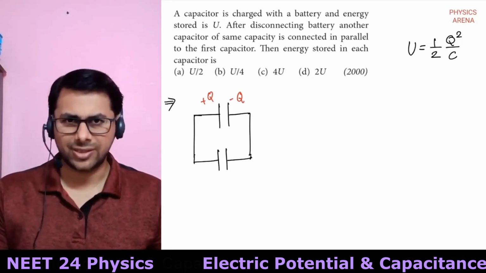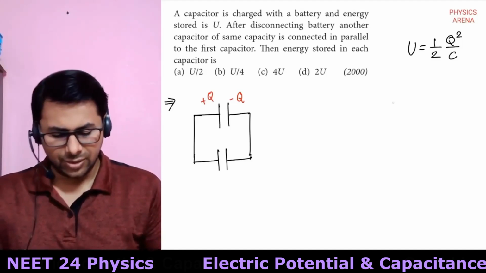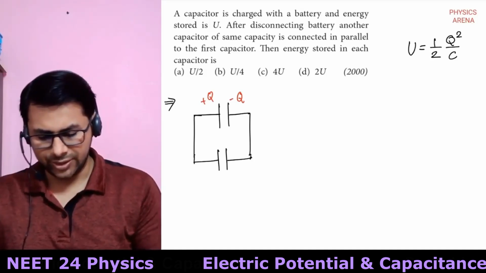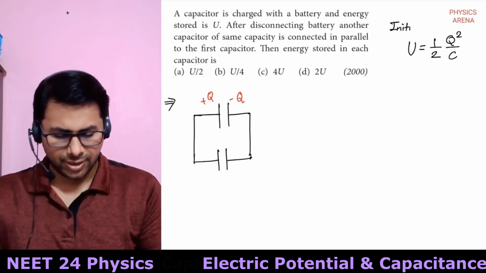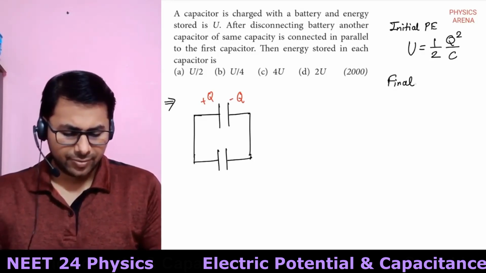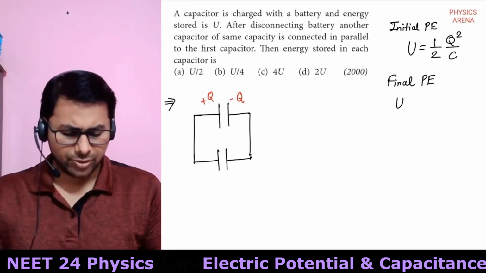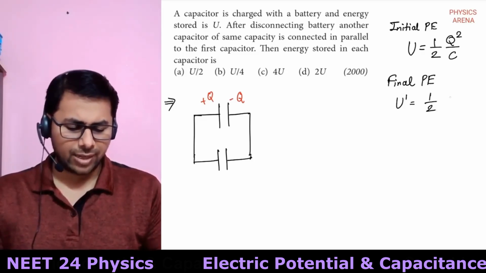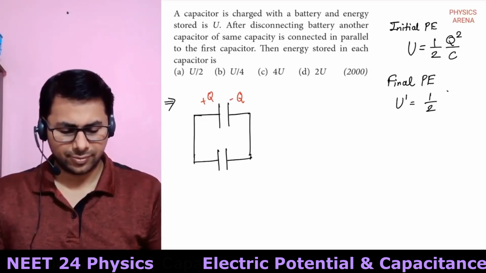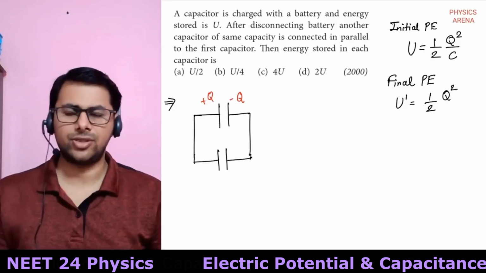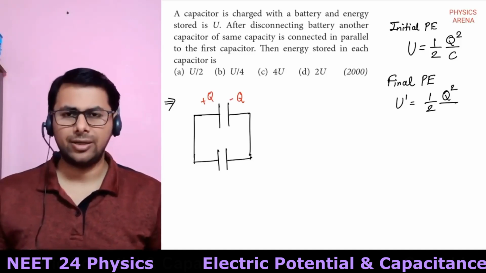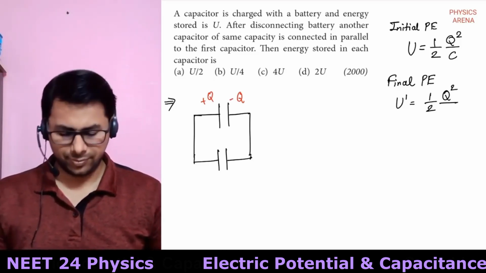Total charge remains constant. So now whatever happens, it's energy, final energy. This is initial, you can say, initial potential energy, and final potential energy. Suppose U dash, it will be equal to half of final charge square upon final capacitance. Charge remains constant, right? So it will be Q square divided by what happens to the capacitance now.